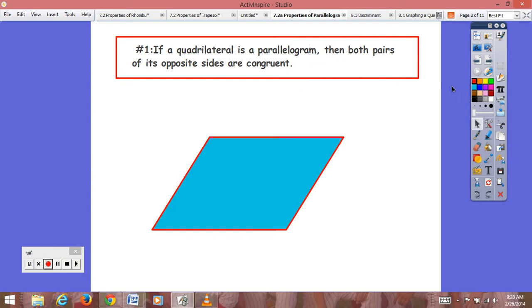So we'll start off. The first property: if a quadrilateral is a parallelogram, then both pairs of opposite sides are congruent. So if we have quadrilateral ABCD, then our pairs of opposite sides are congruent. So AB is congruent to CD, and BC is congruent to AD.